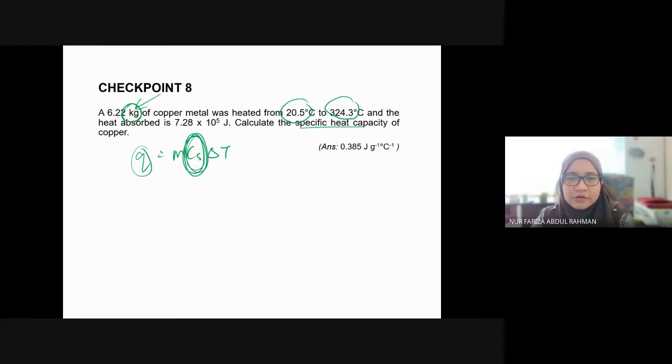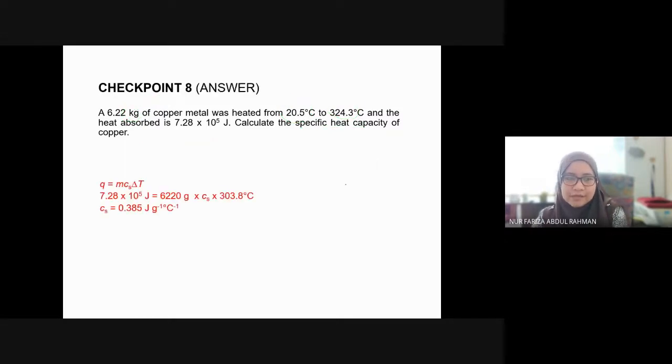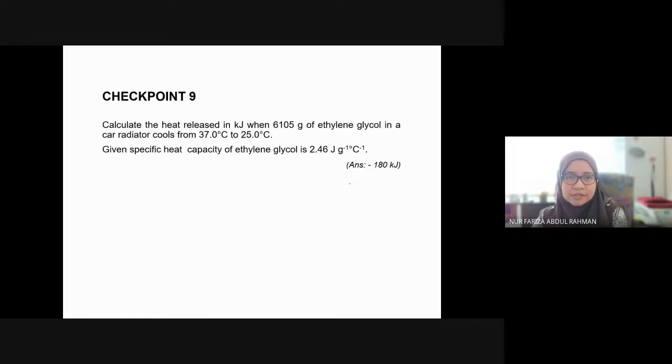Okay, so your value should be G -1, C -1, J, G -1, C -1. This one, okay? All right, then we have another checkpoint here. This is more or less the same as the previous checkpoint.